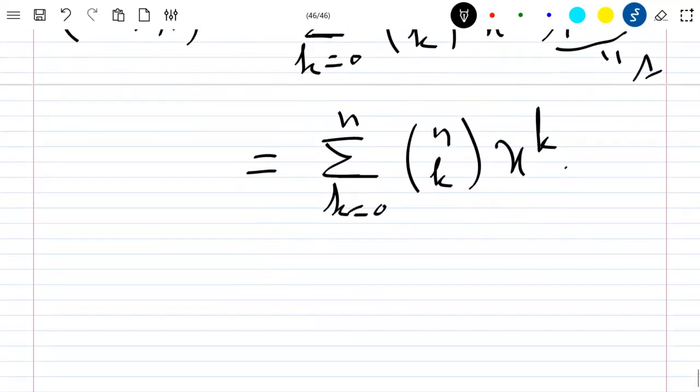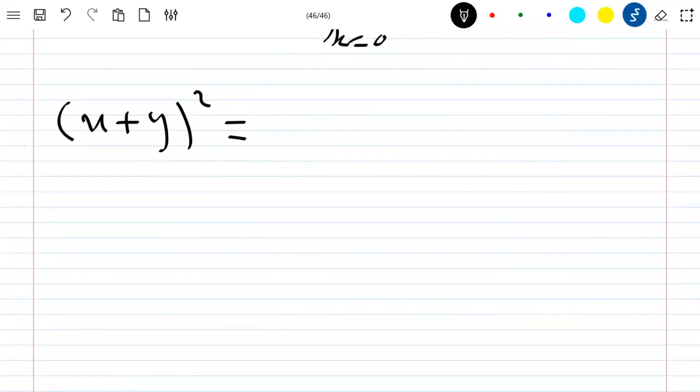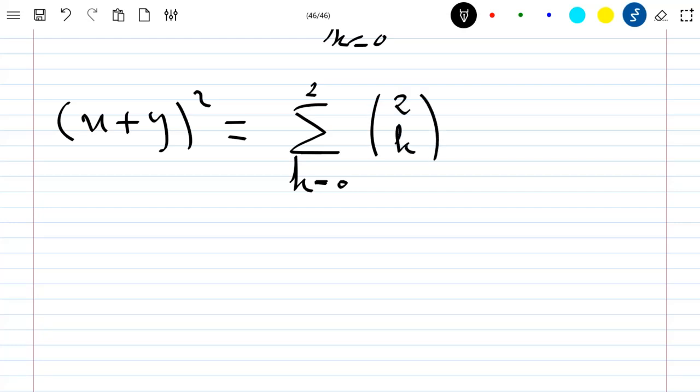Okay, let's choose an example. So if we want to find, let's say, (x plus y) square. So if we apply the binomial theorem, we'll have the summation of k from 0 to n, which is 2, of what? Of 2 choose k, x power k and y power 2 minus k.